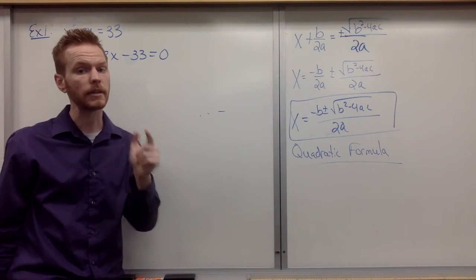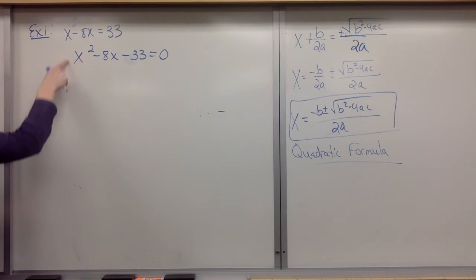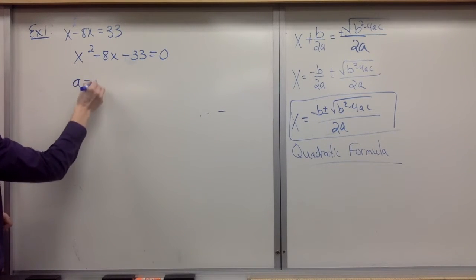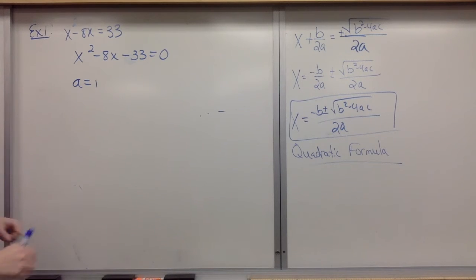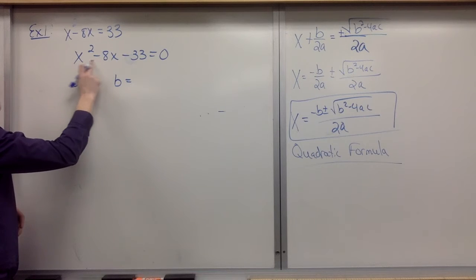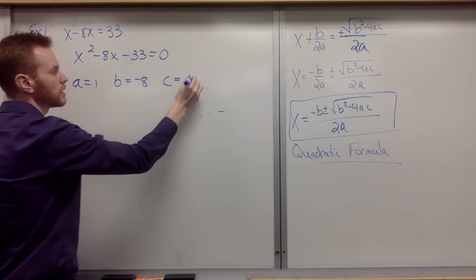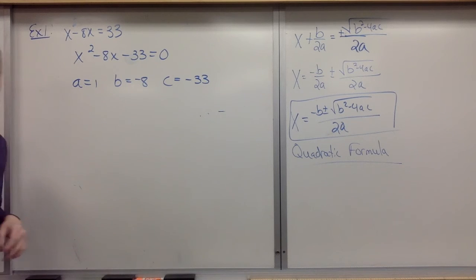Now, what I'm going to do is identify what my a, b, and c values are. My a value is always in front of the quadratic term, and that's just a 1. Even though the 1's not there, we always assume that there is a 1. My b value is a negative 8. It's always in front of my linear term. And then my c value is the constant at the very end, which would be negative 33. Okay?